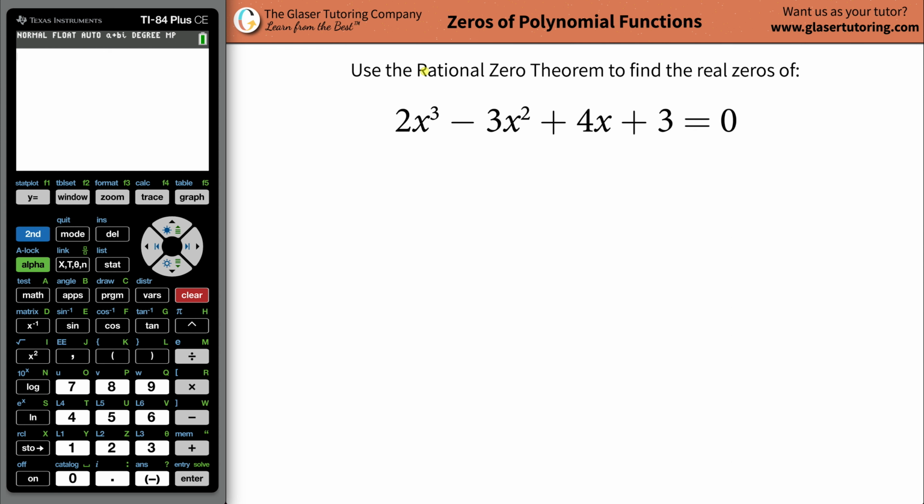Today I would like to teach you how to use the Rational Zero Theorem in order to find the real zeros of this polynomial function of 2x cubed minus 3x squared plus 4x plus 3. Now, first of all, what in the world is the Rational Zero Theorem?